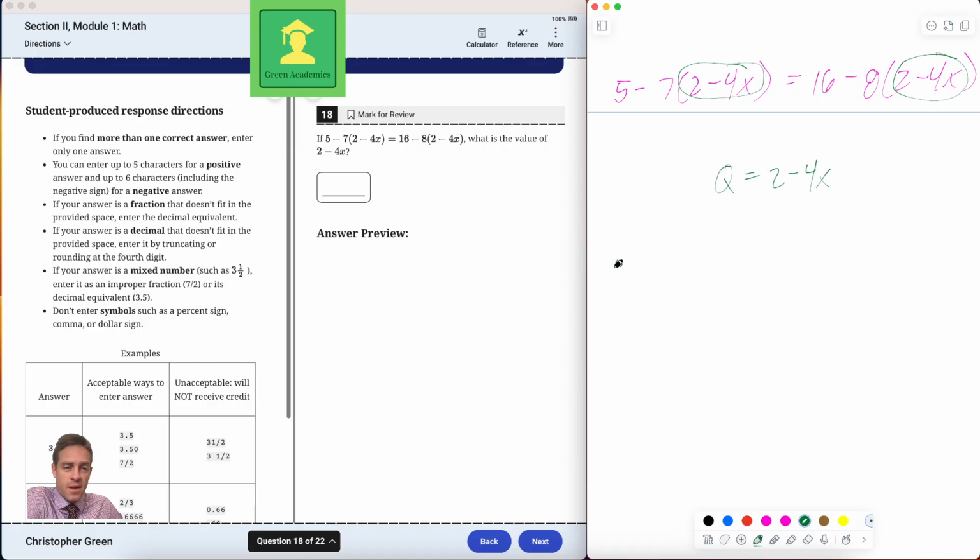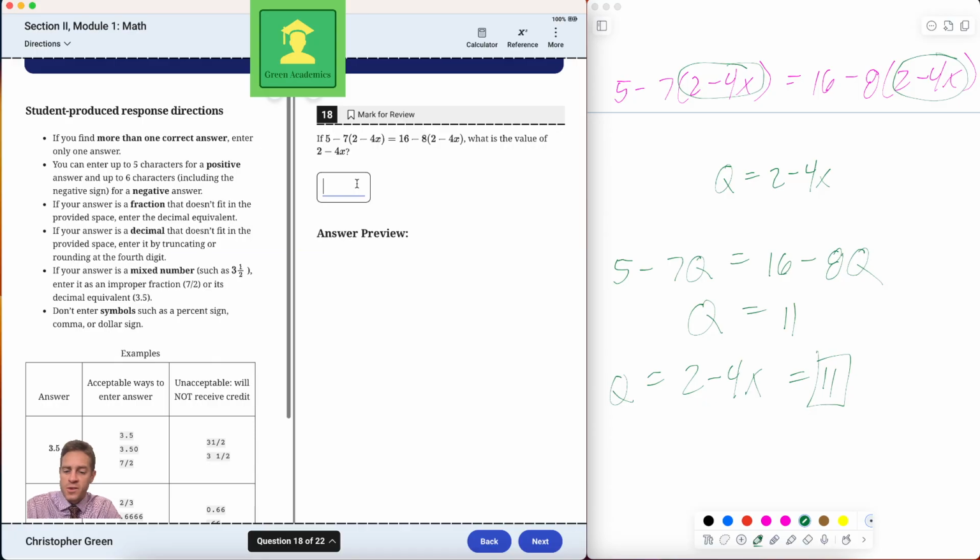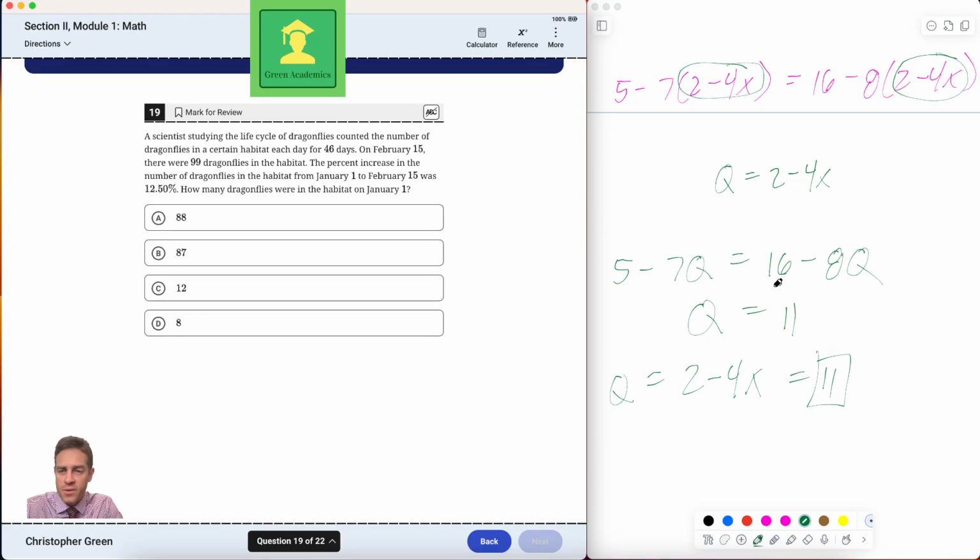Then this can be written as 5 minus 7q equals 16 minus 8q. And then you can simply add 8q to both sides, which gives you positive 1q, and subtract 5, which gives you 11. So 2 minus 4x, which is q, is 11, and that just is the answer. It's set up that substitution is incredibly helpful there.